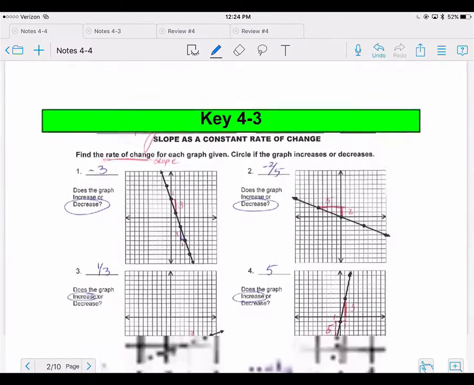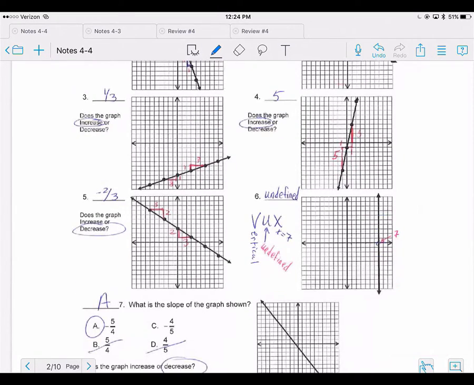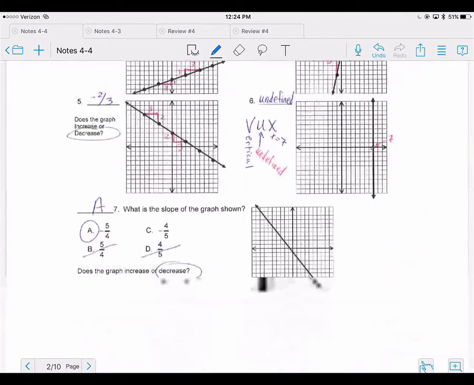All right, the key. On number 1, if you put -3 over 1, that's okay as well. It's the same thing. It's decreasing, so it's negative. 2 is decreasing, so it's negative. We go down 2 to the right 5. Problem 3, it's increasing. We go up 1 over 3. 4, we go up 5 over 1. So if you did 5 over 1, that's fine. Problem 5, we go down 2 to the right 3, so -2 over 3. And then 6 is a vertical undefined line, so it's undefined on problem 6.